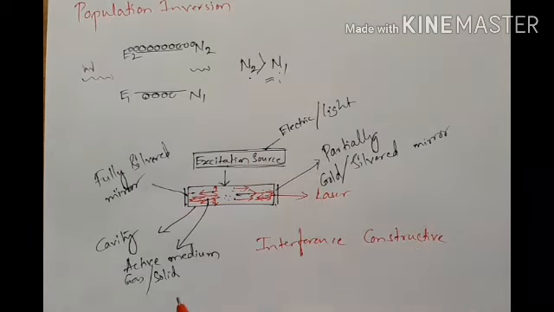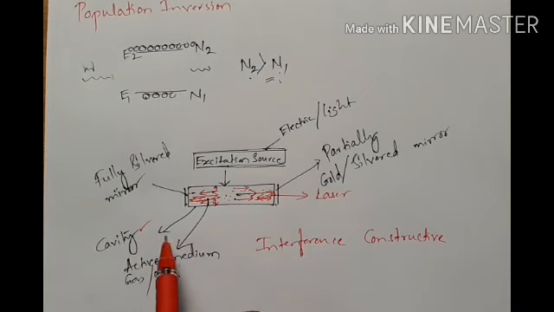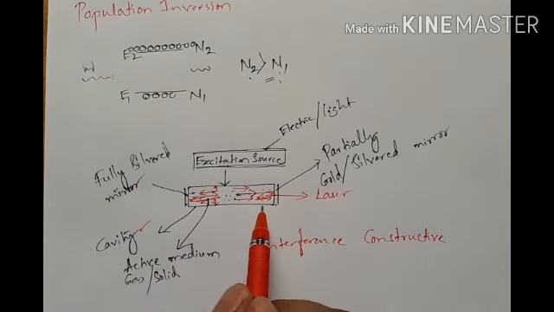So this is the block diagram. Here we have many terms. The cavity is one. What is a cavity? It is a space which is occupied by the active medium. What is the active medium? The active medium is the medium in which the excitation takes place.